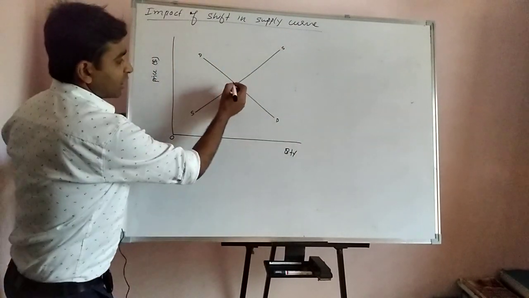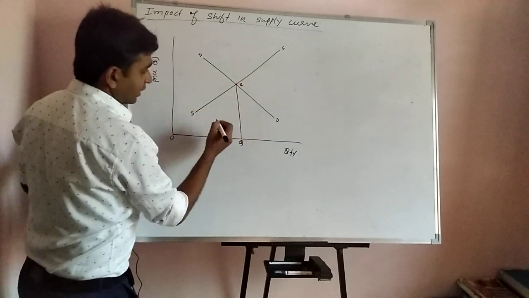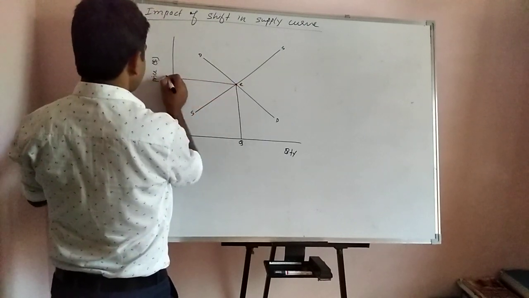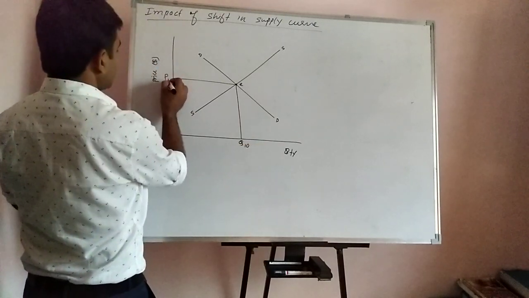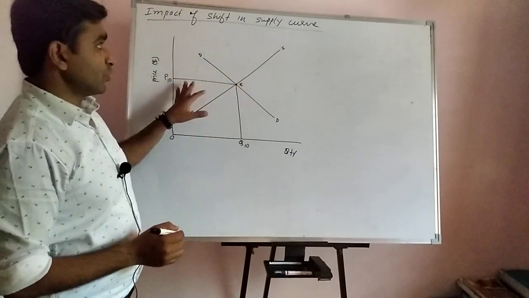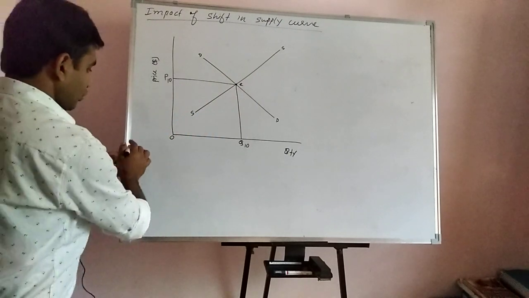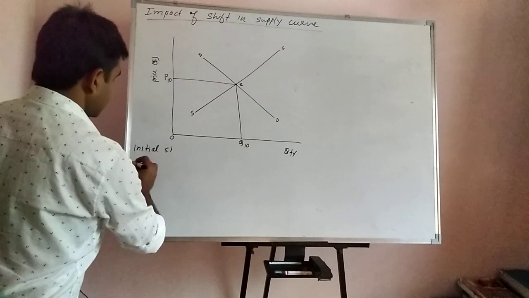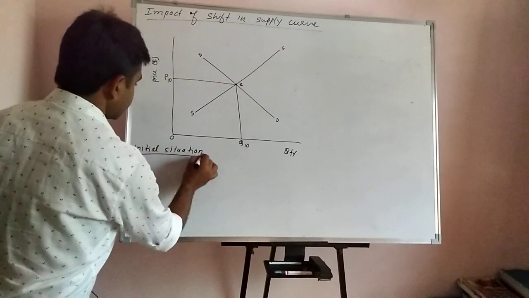Fine. And this particular point is the equilibrium point. We got an equilibrium quantity, or initial quantity, and we got the initial price P. We'll give some values, say for example 10, and here also 10. So this is the initial situation without any shift. There is no shift now, this is the initial situation.